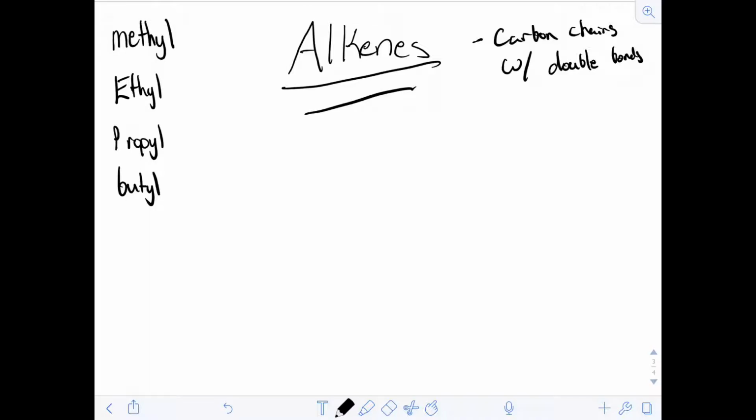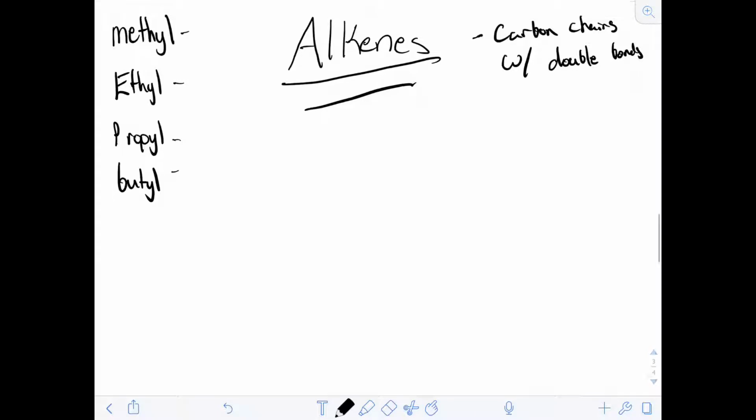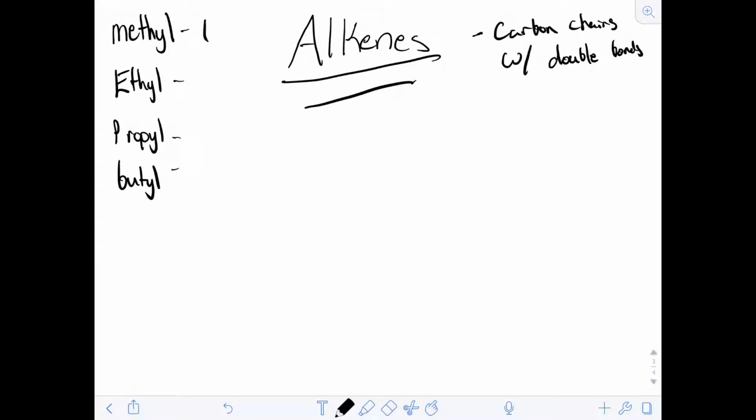And definitely again, just as easy as naming the alkanes. So for alkenes, here's a good example. I'll just mark these down so you can remember. So for alkenes, they're gonna have a double bond on the carbon chain. So like right there, for example.